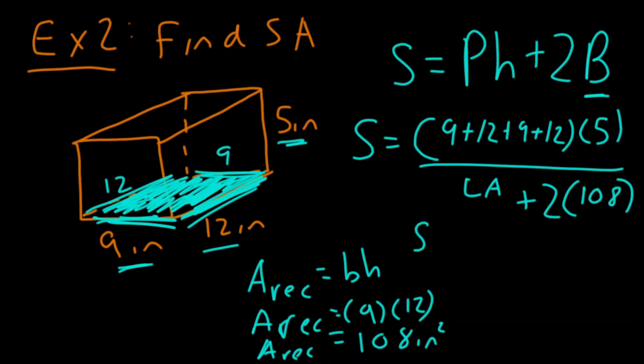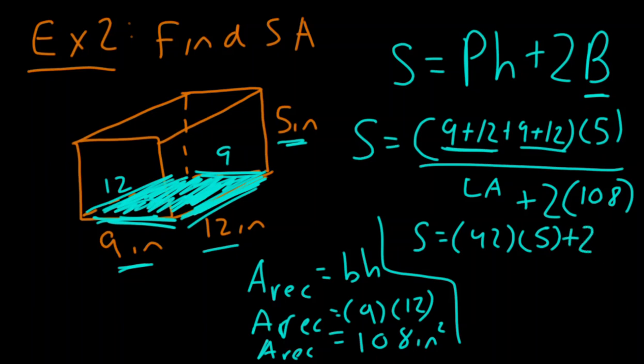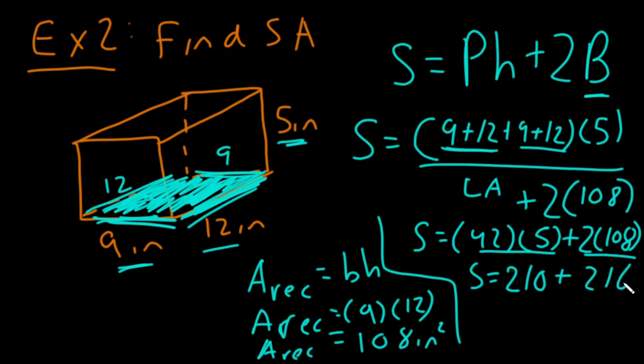So our surface area is equal to, we'll draw a line blocking that off. Surface area is equal to 9 plus 12 is 21. So 21 plus 21 would be 42 times 5, plus 2 times 108. Now we know that when we're simplifying, we can multiply those two, and we can multiply those two. And 42 times 5, let's see, 40 times 5 is 200. 5 times 2 is 10, so that is 210 plus, and here we have 2 times 108, well, that's going to be 216.